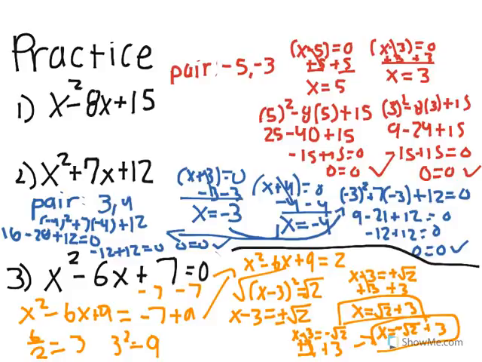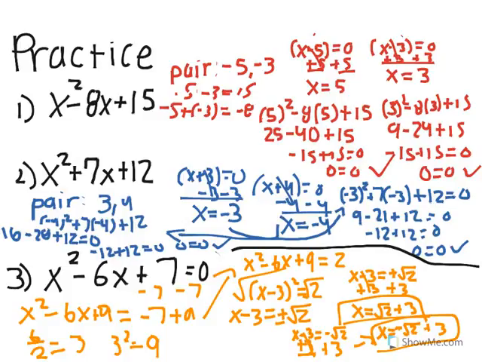Okay, so let me walk you through my answers. For number 1, I figured out the pair of numbers would be -5 and -3 because -5 times -3 is equal to 15, and -5 plus -3 is equal to -8. So I made each one a binomial here, and I set it equal to 0, and I solved it out, and ended up with x equals 5 and x equals 3. And when I plugged into the original equation, and I solved it all out, all my work is right here, I got 0 equals 0, 0 equals 0, so they both worked out a-okay.